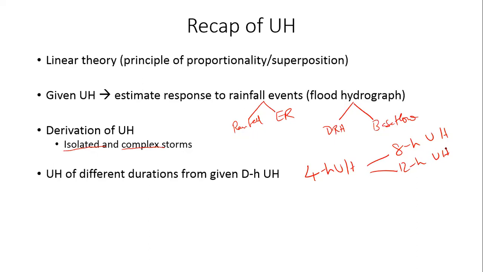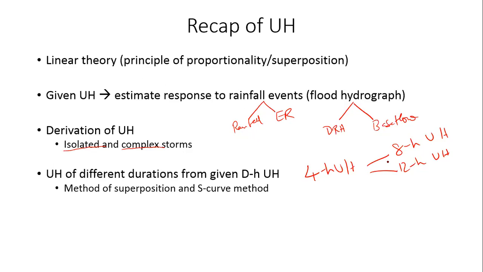Why are we using superposition, Ajay? It is multiple of 4. Yeah, it's an integer multiple of the given D hour unit hydrograph. So this is twice 4, this is 3 times 4, and so on. It's all fairly straightforward, right? Whenever you are given a D hour unit hydrograph and you're expected to find a unit hydrograph of duration which is an integer multiple of your D hour, you use the method of superposition.